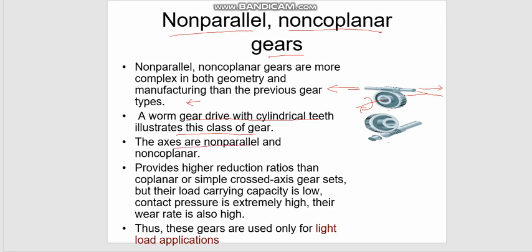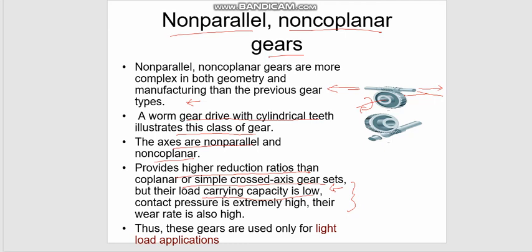The axes are non-parallel and non-coplanar, and it provides a higher reduction ratio than coplanar or simple cross-axis gear sets, but their load carrying capacity is low. So one of the characteristics of this particular gear system is you cannot apply too much load on it, right? So the load carrying capacity is low. The contact pressure is extremely high, and their wear rate is also very high. So this is the characteristic of such a gear, the worm gear. Thus, these gears are used only for light load applications.